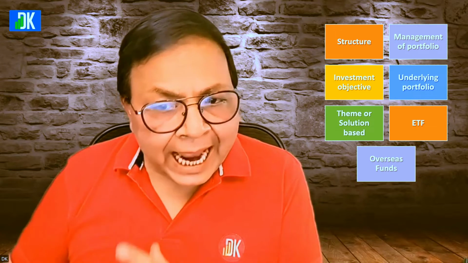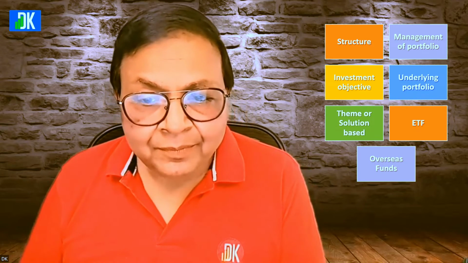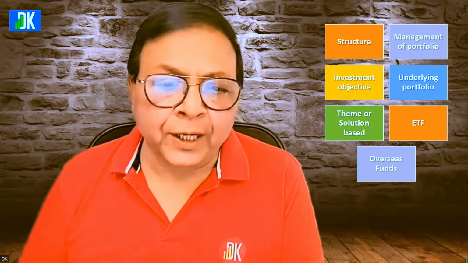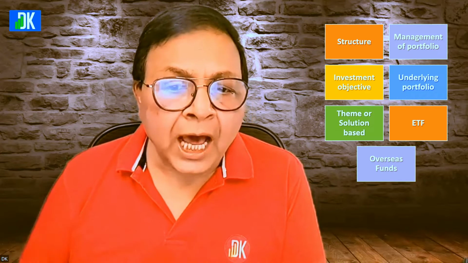So mutual funds can be broadly classified on the basis of, number one, the organizational structure. Some mutual funds are open-ended, some are closed-ended. Second is the management of the portfolio. Some funds are actively managed and some funds are passively managed. Another category is on the basis of the investment objective: growth, income, and liquidity. Another category is the underlying portfolio. That is, it could be a mix of equity, debt, hybrid, money market instruments, or it could be multi-asset kind of funds. Then the theme-based funds. They could help in achieving tax saving, retirement benefits, child welfare, or arbitrage.